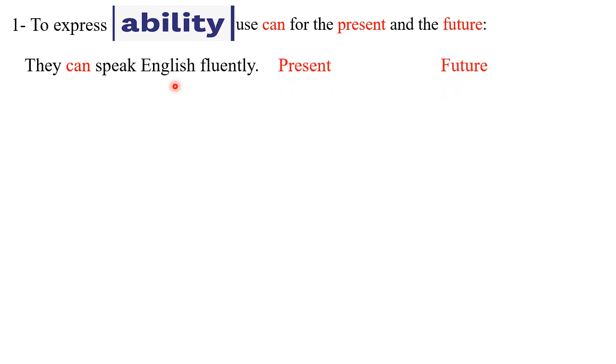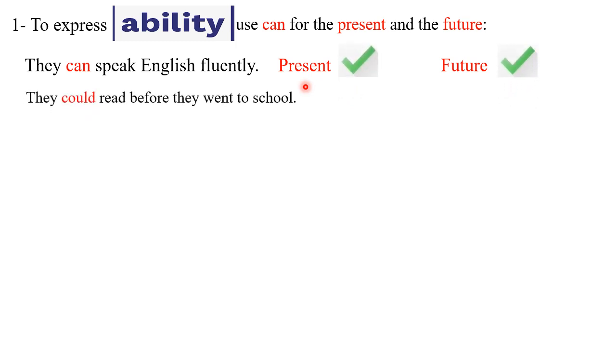Let's begin with how to use modal verbs to express ability. In order for you to express ability, you can use can, and this can be used to express ability either in the present or the future. Please read this question. They can speak English fluently. Does this sentence express the present or the future? You are correct.